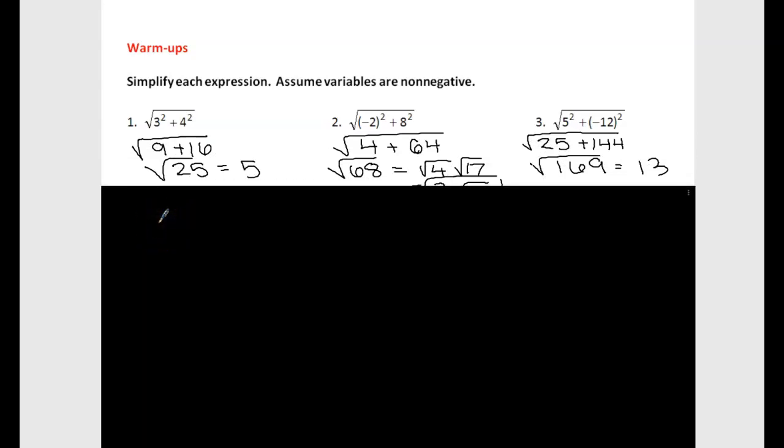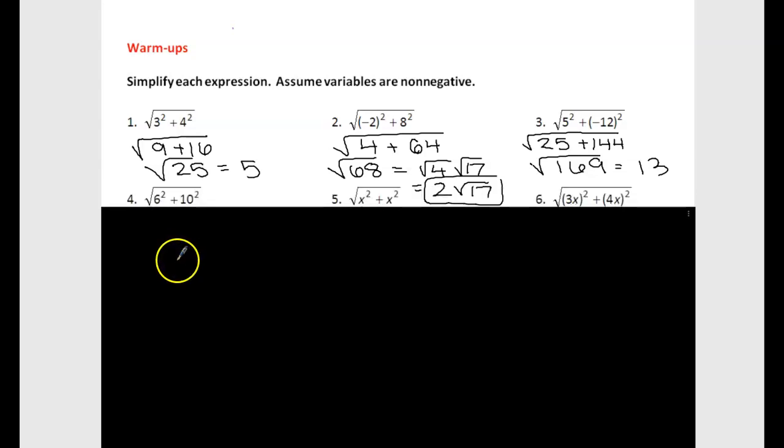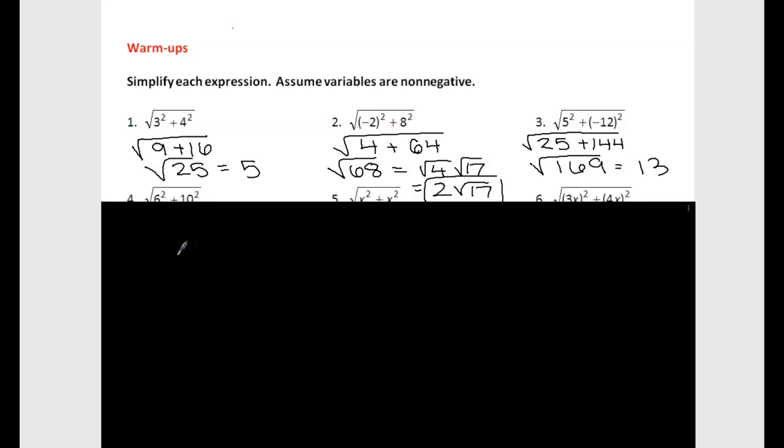And number 2, a negative squared becomes a positive, so you get 4 plus 64. 64 and 4 is 68. 68 is the same as 4 times 17, but the square root of 4 becomes 2, so we have 2 square roots of 17. And number 3, again, you have to square, then add, so then we get a perfect square. The square root of a perfect square is 13.